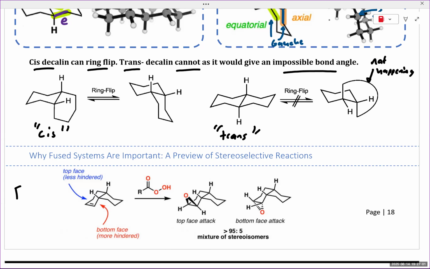So this is the first example, and these fused ring systems are often key examples in what's known as facial selectivity. And this is a tool that chemists can use when they're designing a synthesis in order to prepare molecules with stereoselectivity and stereo control.